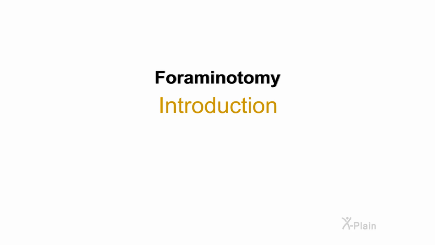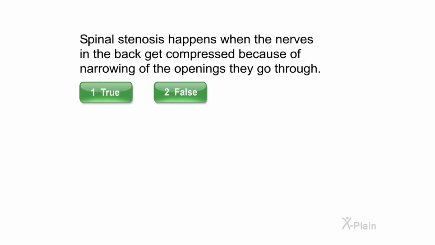Foraminotomy. Introduction. Spinal stenosis happens when the nerves in the back get compressed because of narrowing of the openings they go through.